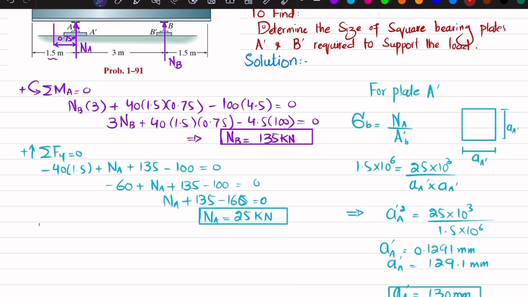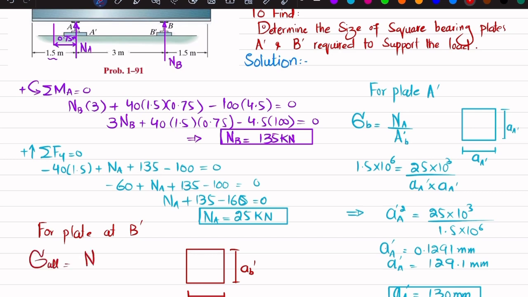Now we will move to the plate at B dash. This is the square plate, so let one side be equal to AB dash, so the other side will also be equal to AB dash. The allowable bearing stress for the plate at B will be equal to NB divided by the area of this bearing at B dash.